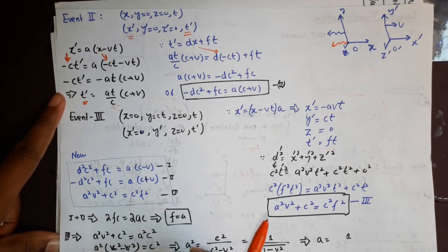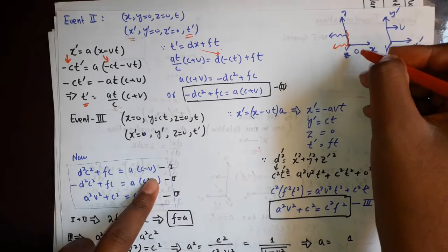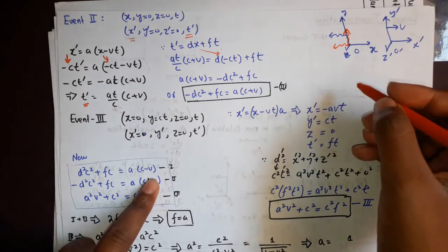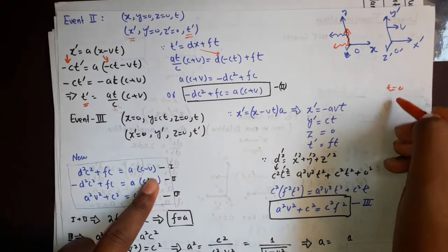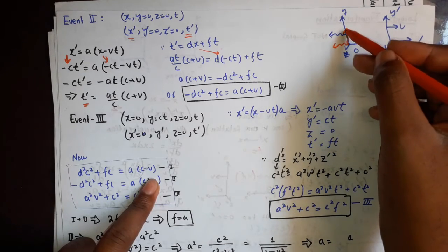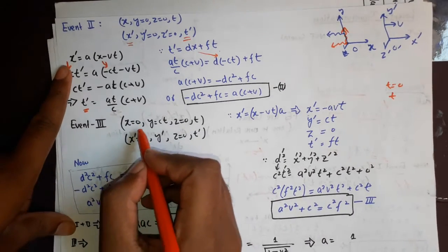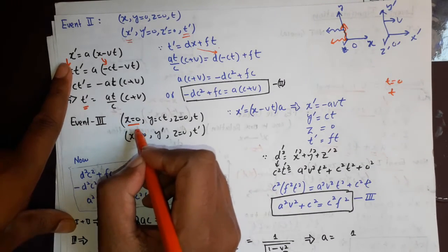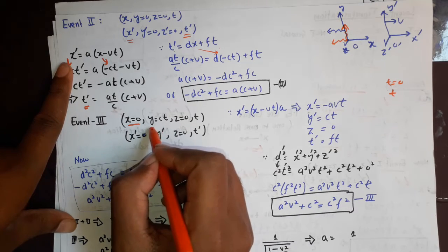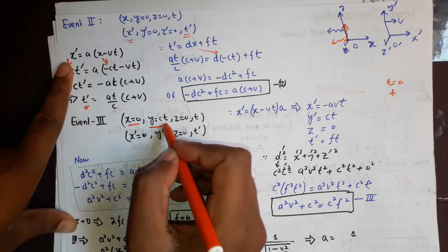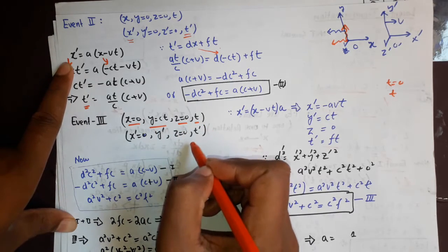So for now we assume the third event, and the third event is that the light travels along the y direction. So at time t equal to 0 it originates from the origin, and then at time t it reaches a particular point along the y axis. For this event I can write x is equal to 0, because this event is happening along the y direction only, and y will be ct because the distance covered will be ct, z is equal to 0, and the time coordinate is t.